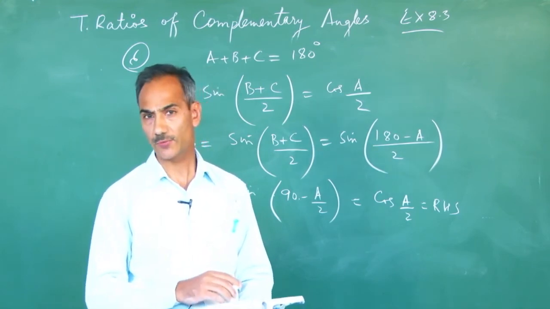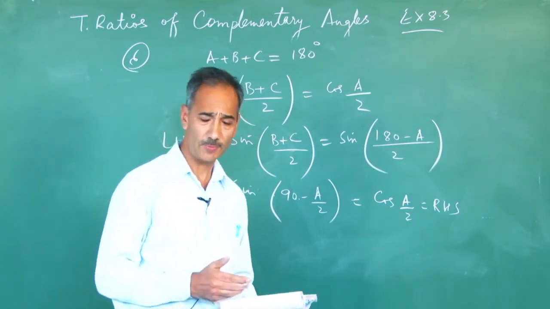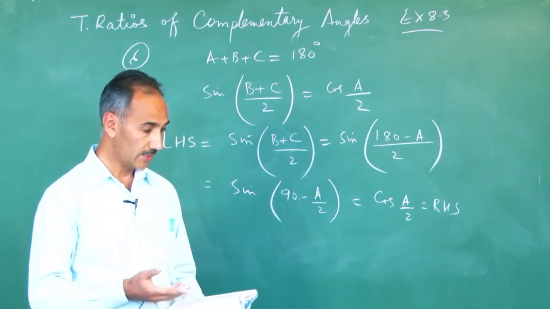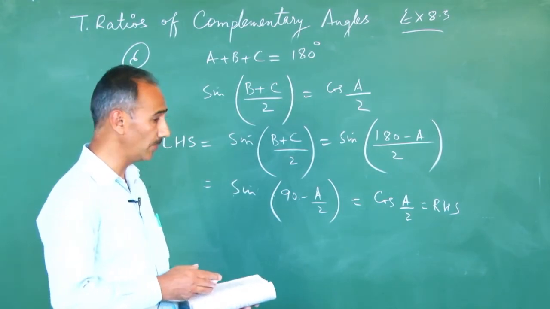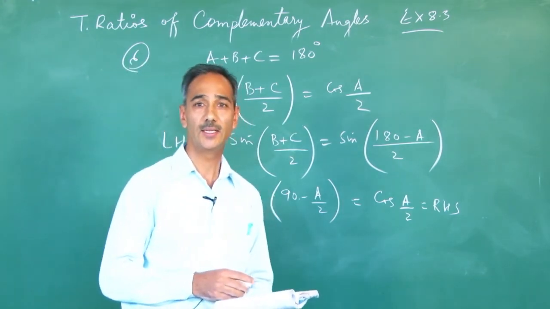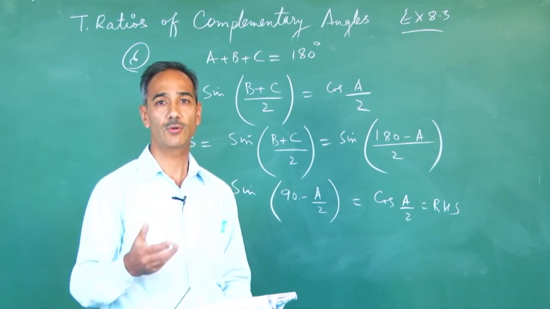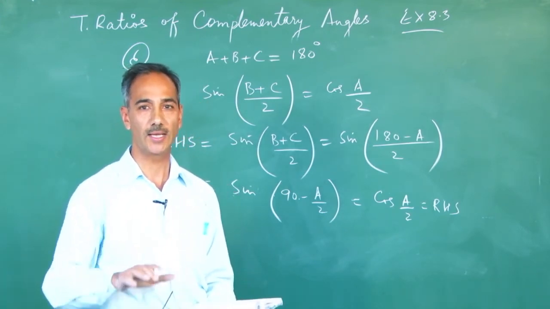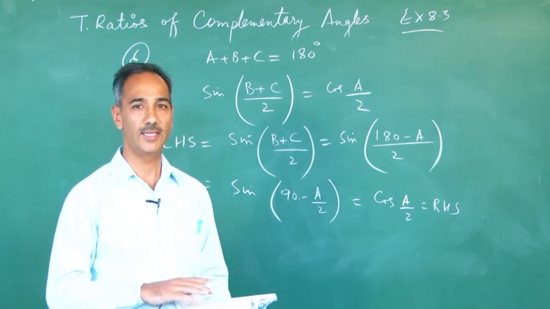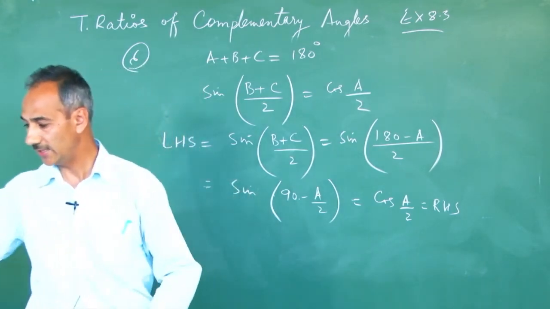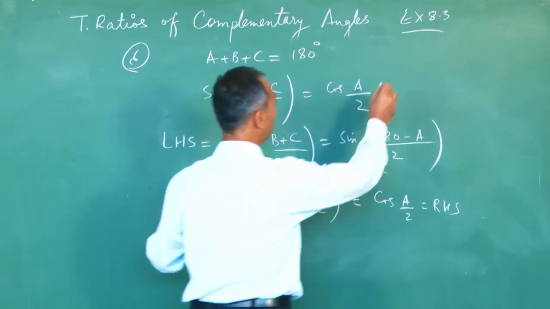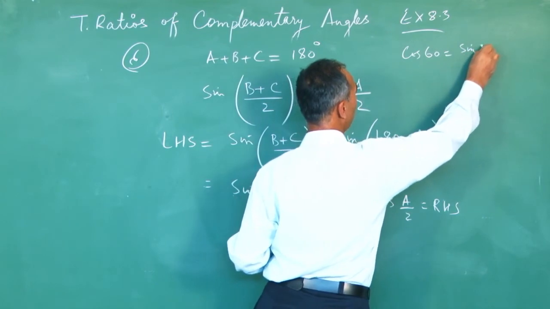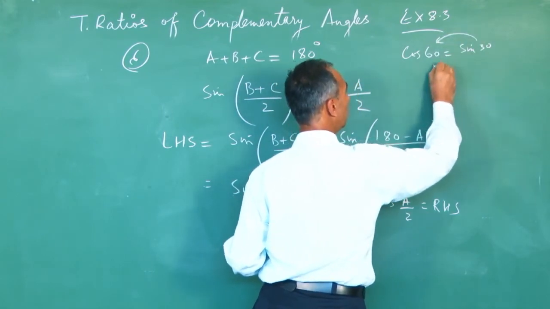So again, it's a case of complementary angles. Why is it a case of complementary angles? Because the two angles involved are not complementary, but complementary angle results help you to express an angle. For example, I have cos 60. If I want to express it in terms of a T ratio of a lesser angle, cos 60 is sine 30. In short, sine 30 is cos 60.